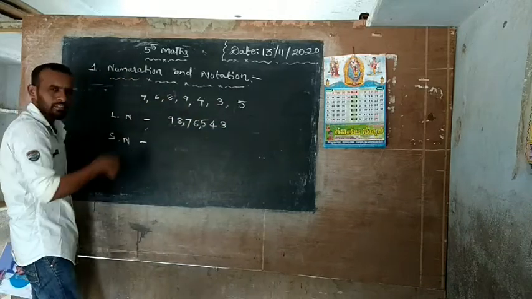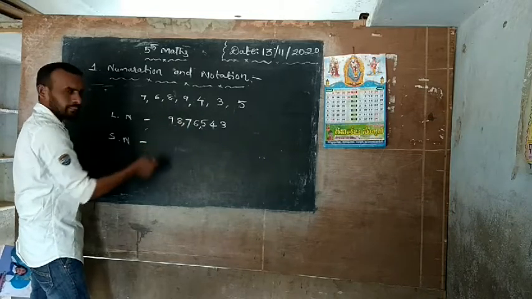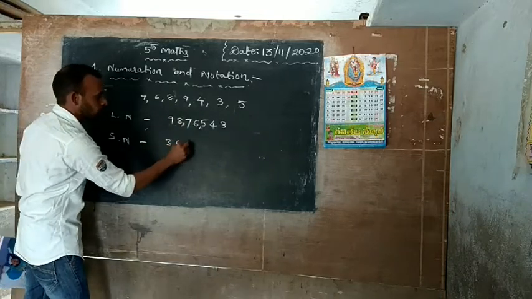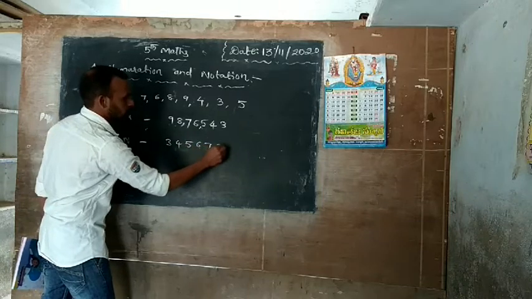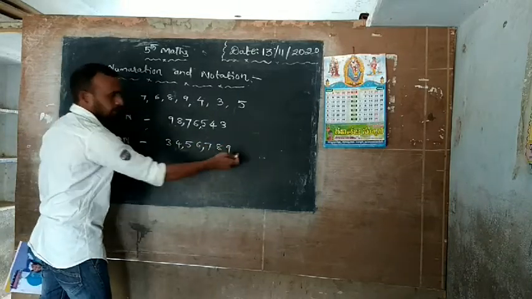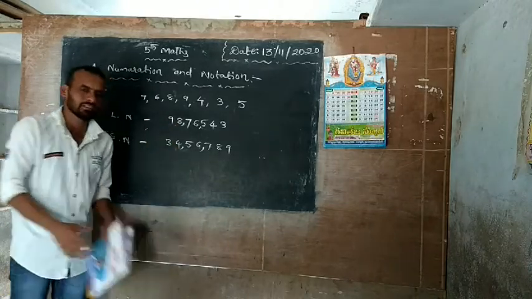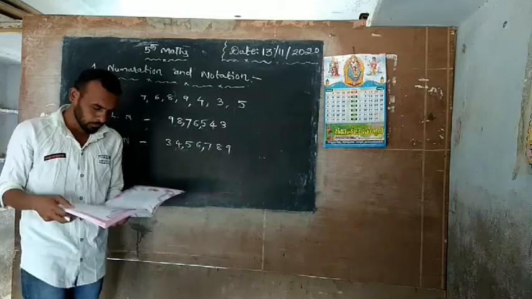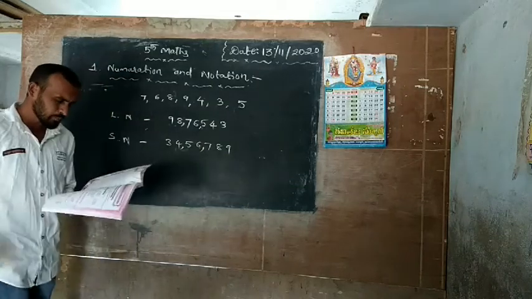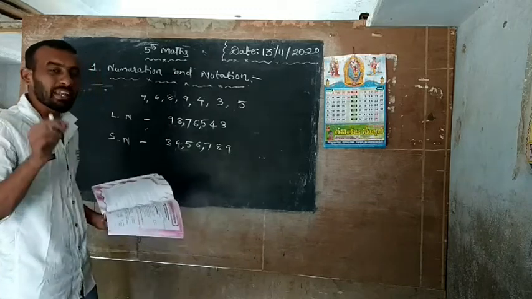Now to write the smallest number, what do we do? Ascending order. If descending order gives the largest, we write ascending order for the smallest. So 3, 4, 5, 6, 7, 8, 9. 34 lakhs 56,789 is the smallest number. Okay? Very easy. So write this down. Understood? Now write the place values of the given digits.